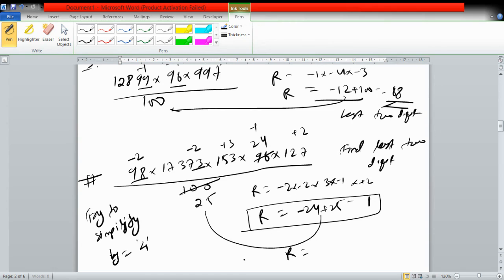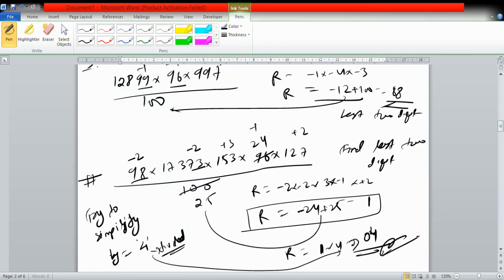But still it is not the right answer because initially you have divided by 4. So in the last you need to multiply by 4. This 4 you need to multiply. It's 4. We need to find the last two digits, so you put it here. So the last two digits is 04.